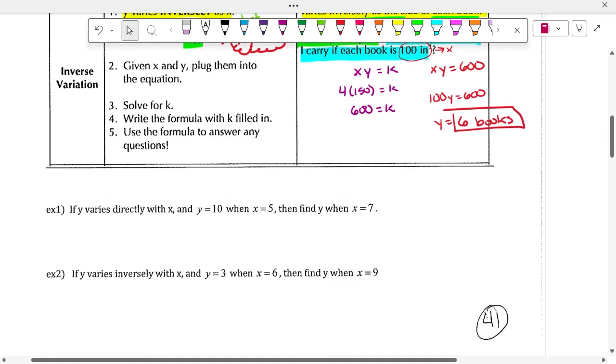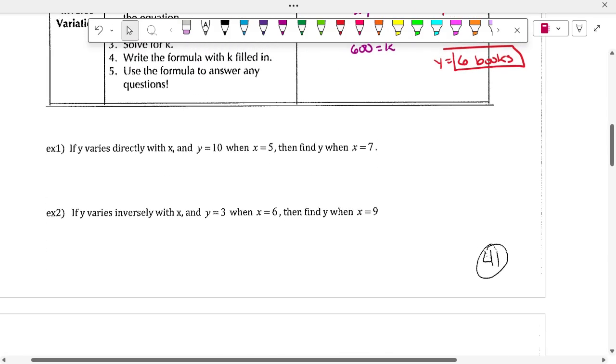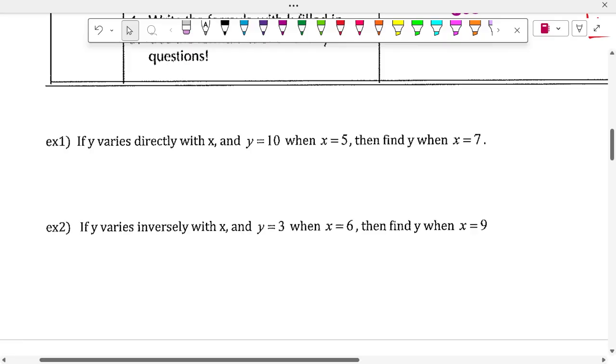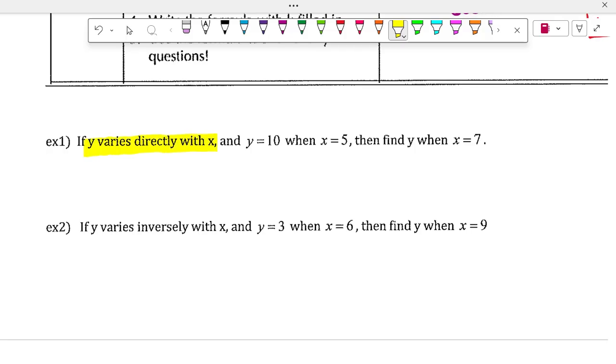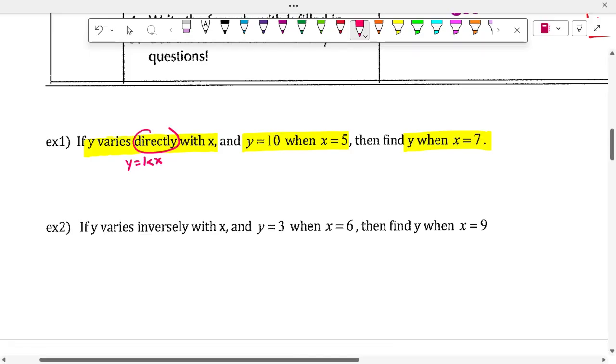All right. Now, you may also see them as problems like this. They just give you values and they just want you to find x or y. So y varies directly with x, and they say y is 10 when x is 5. And then they want us to find y when x is 7. So directly, y equals k times x. Because it said directly.